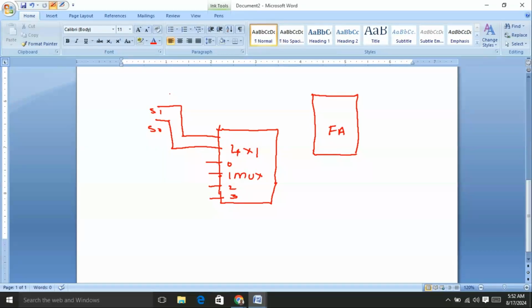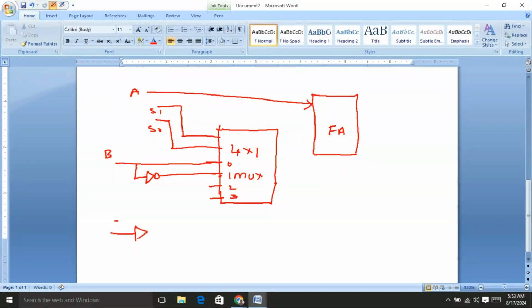To perform the arithmetic operations we need two operands, so operand A is directly connected to the full adder and operand B values are connected to the multiplexer. So this is the B. That means the 0 input of the multiplexer is directly connected to B, and the complement of the B input is connected to the first input of the multiplexer. The remaining two inputs of the multiplexer are connected like that.